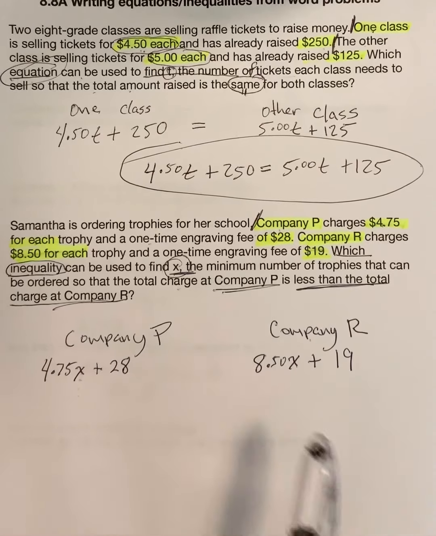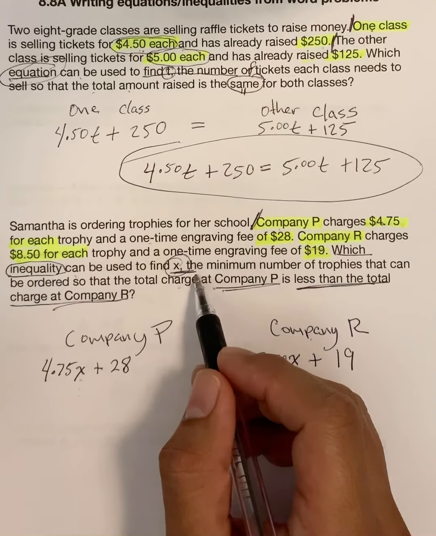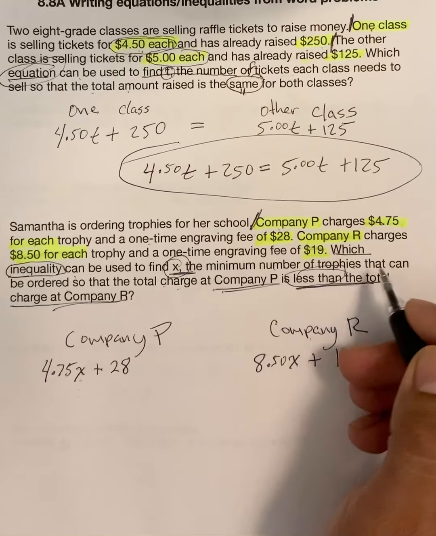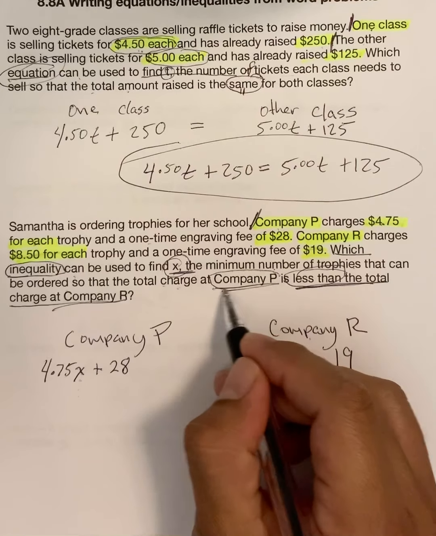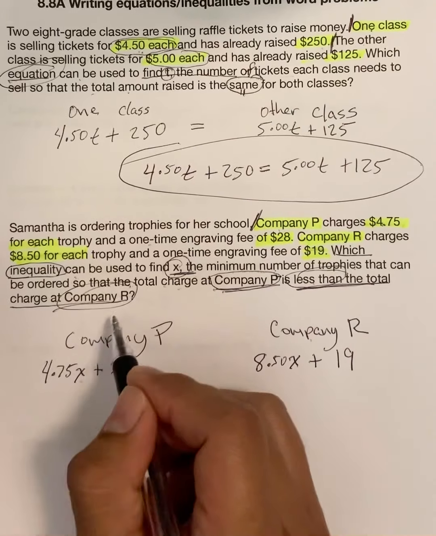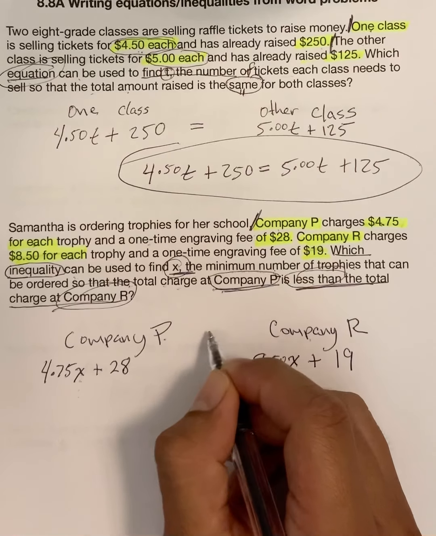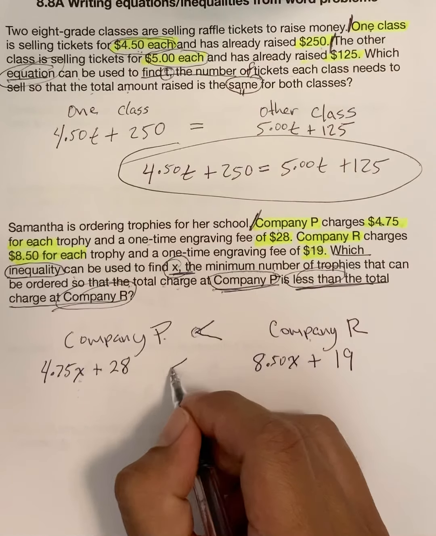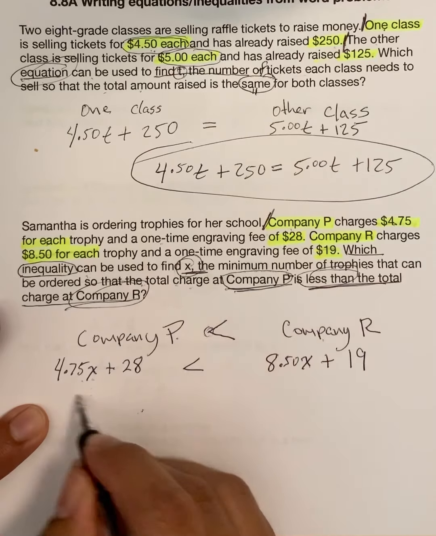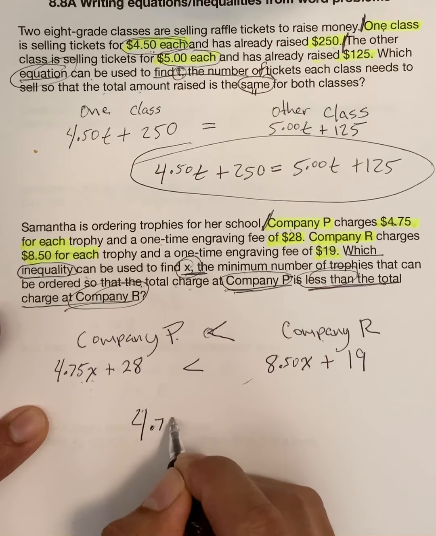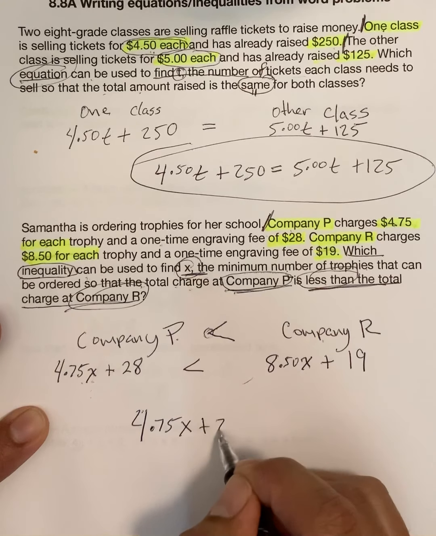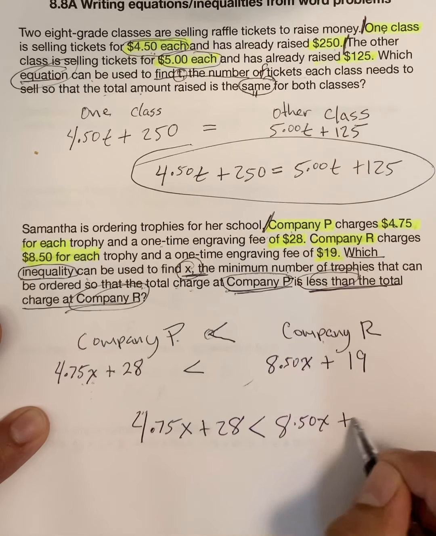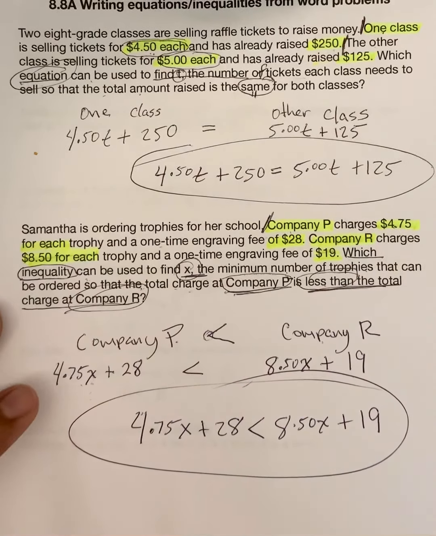All right, so we have our equation, but now let's read the question. Which inequality can be used to find the minimum number of trophies that can be ordered so that the total charges of company P is less than company R? So before I even put it in here, we're comparing company P to be less than company R. So if I want to say company P is less than, it's going to take the smaller part of this symbol. And so we say this is our final answer. I mean, it's already up here, but I like to rewrite it. 4.75x + 28 less than 8.50x + 19. And there you have it.